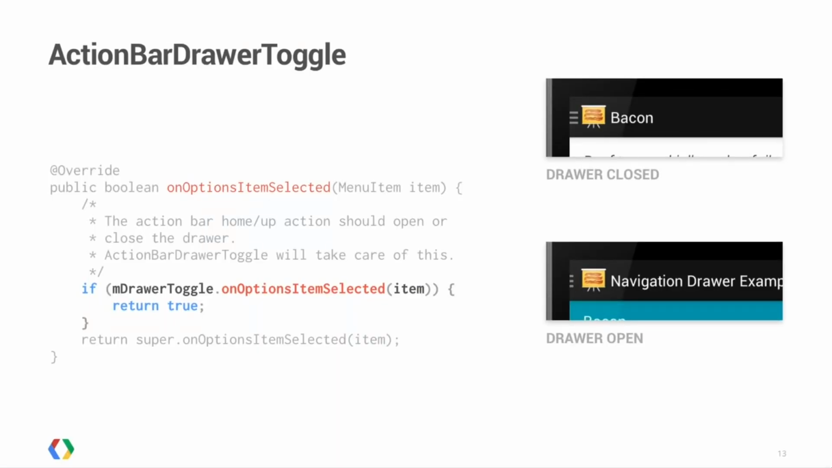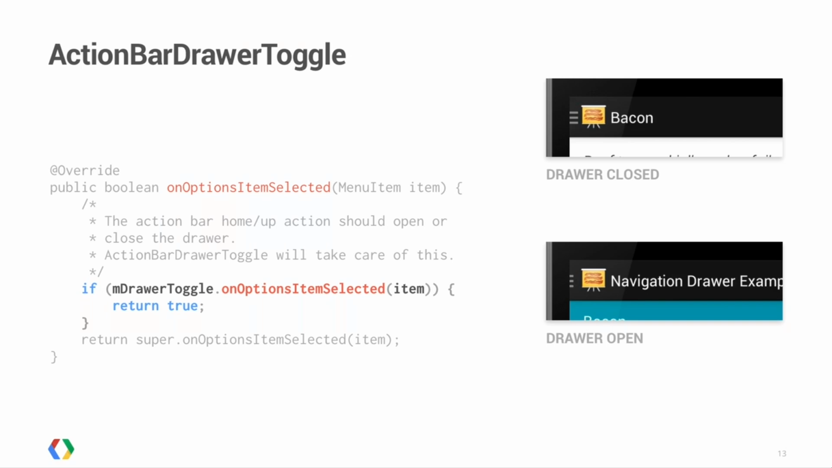One other, actually a very important part of the ActionBarDrawerToggle is that you need to pass through the onOptionsItemSelected method from your activity. And this takes care of actually handling button presses on the action bar's top left area. Basically, it just handles the android.R.id.home click.